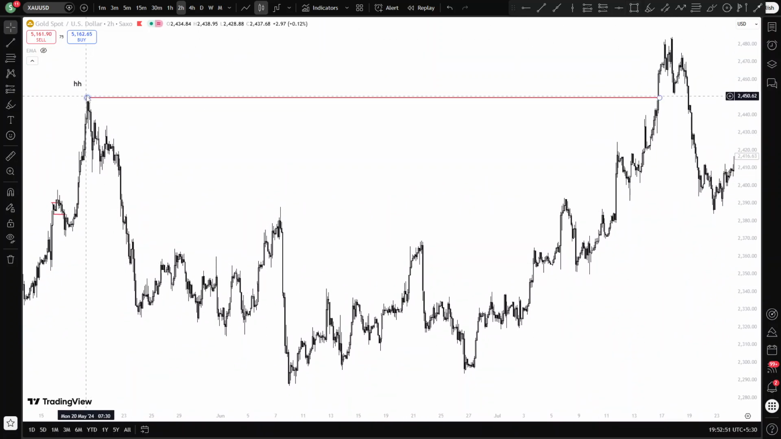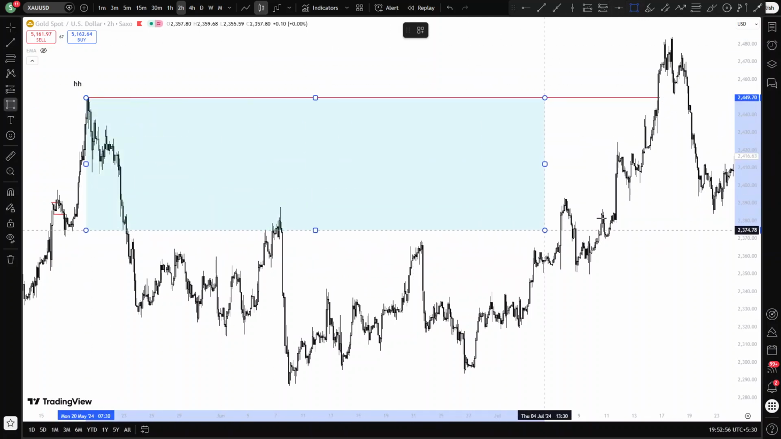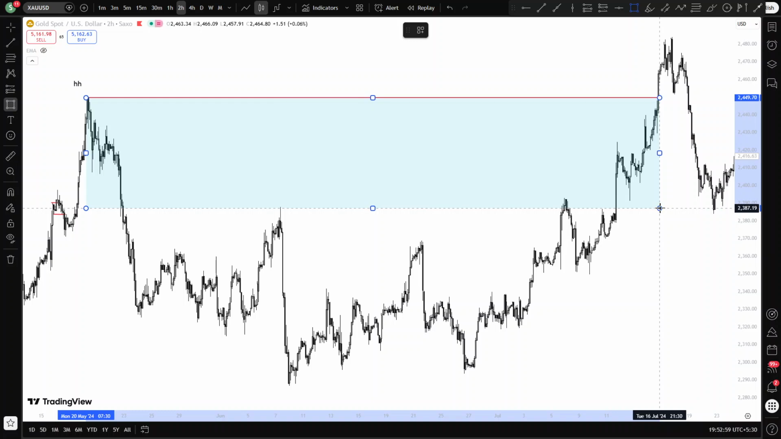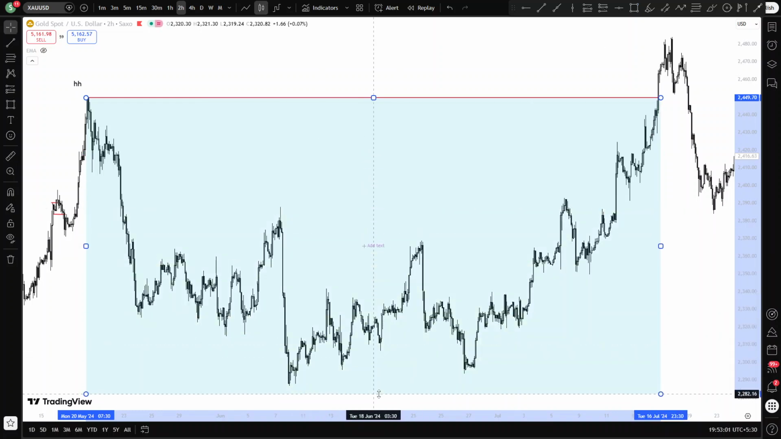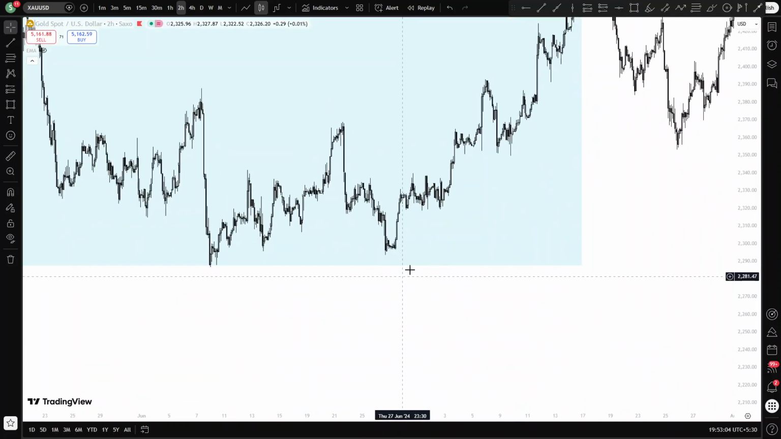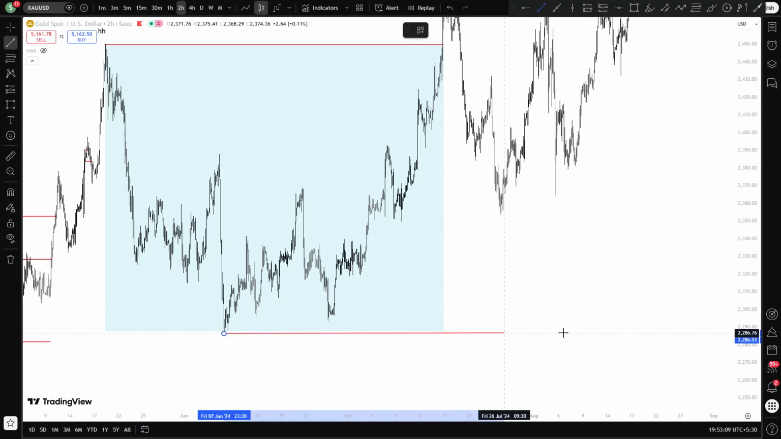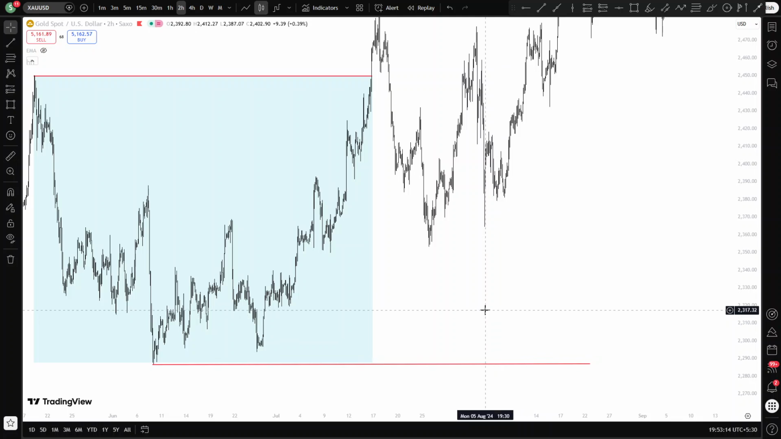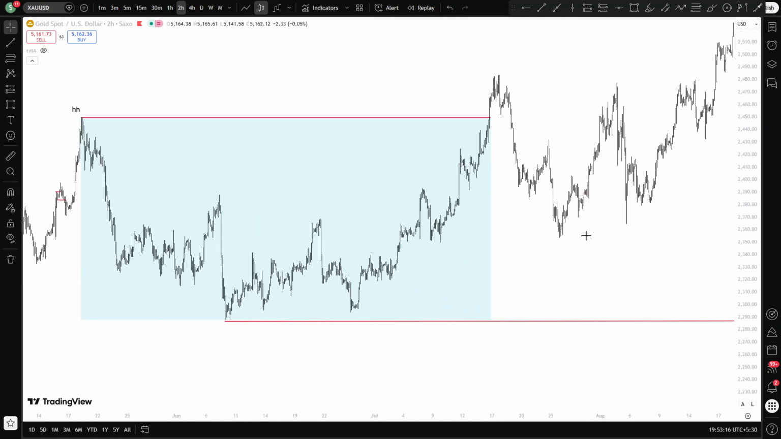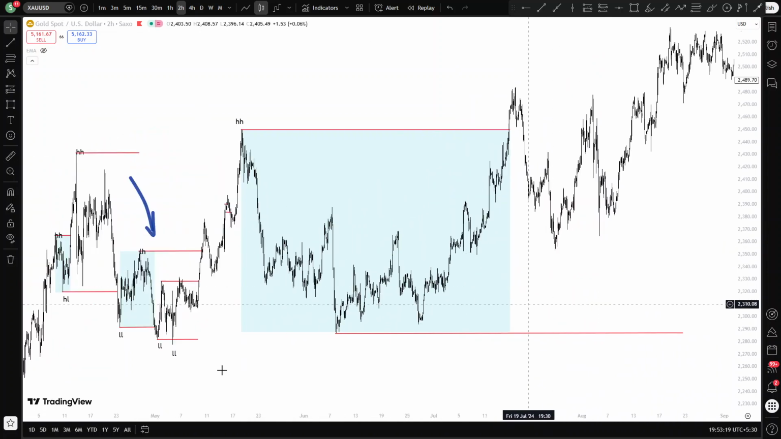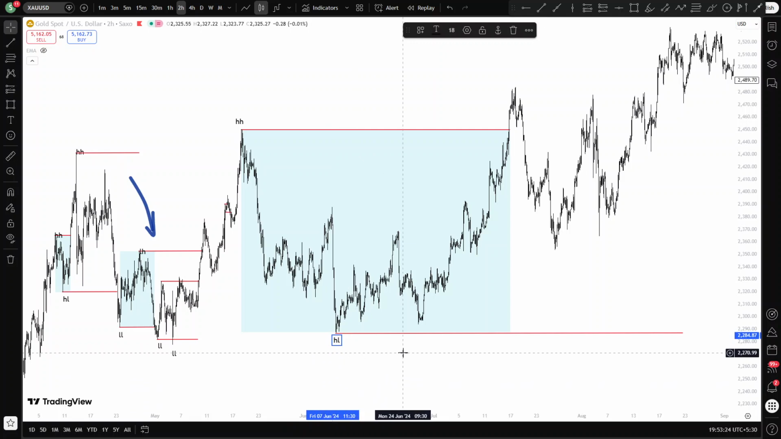We're going to get a rectangle to mark this point and this point. After marking this point, we pull it down. Where is our lowest point? This is our lowest point. Since we have a higher high, what are we going to have after having a higher high? We are going to have a higher low, and a higher high on top.